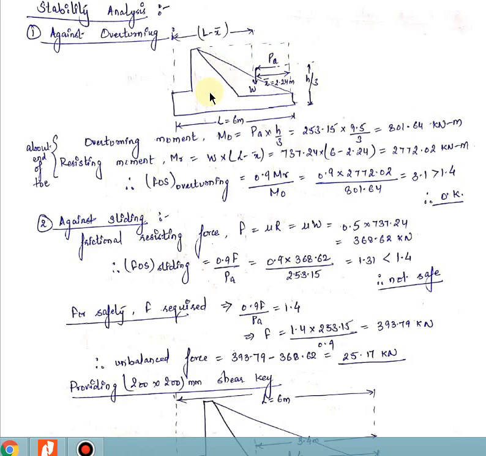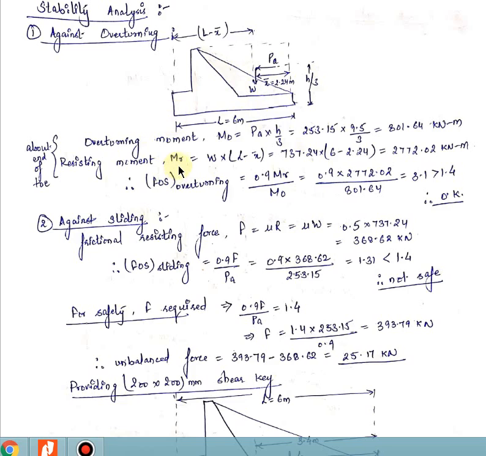So this is the overturning moment which is being produced by PA force. Now see, which force will resist this overturning moment? See, this weight is acting in the downward direction, so this weight will take the O point in the clockwise direction. PA was taking this toe in the anticlockwise direction, but W is taking this O point in the clockwise direction, so this weight will produce a resisting moment about the toe.